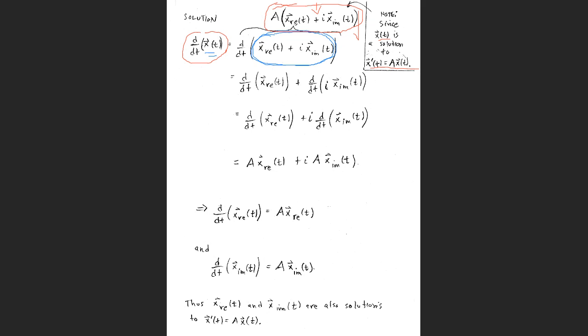Now what I want to do is take the derivative of the sum of two vectors. The derivative of the sum of two vectors is the derivative of the first vector plus the derivative of the second vector. Now the second vector has a constant i. It's an imaginary constant, but it's in front of the vector, and we can factor that i out.